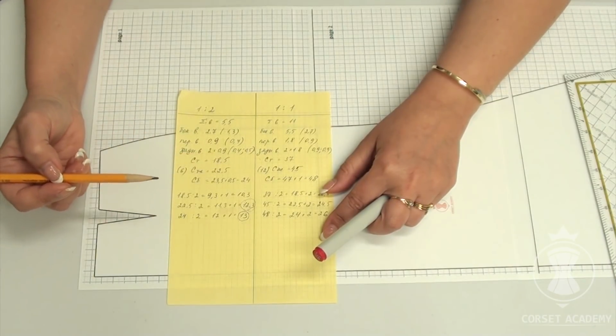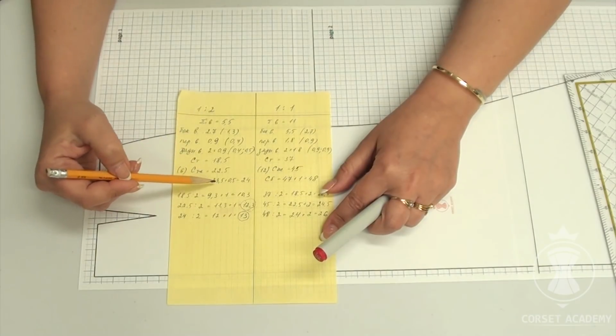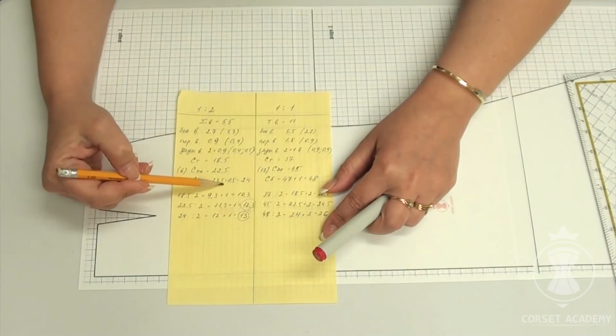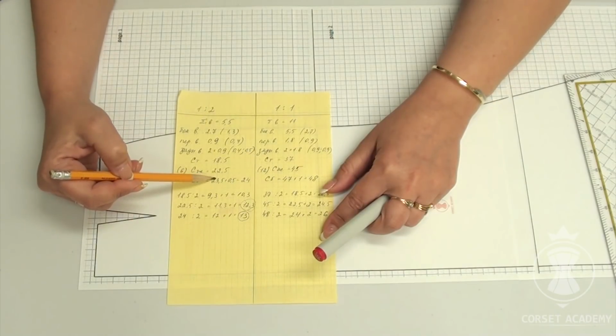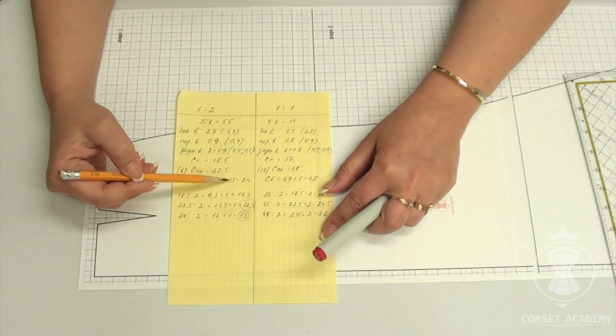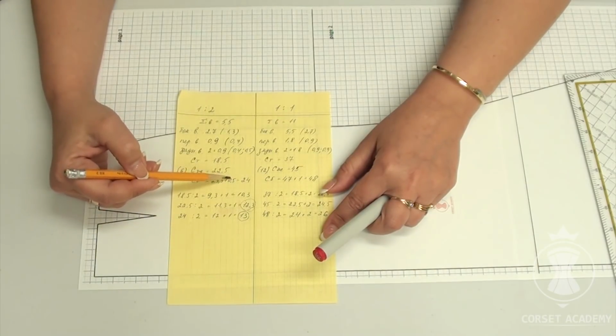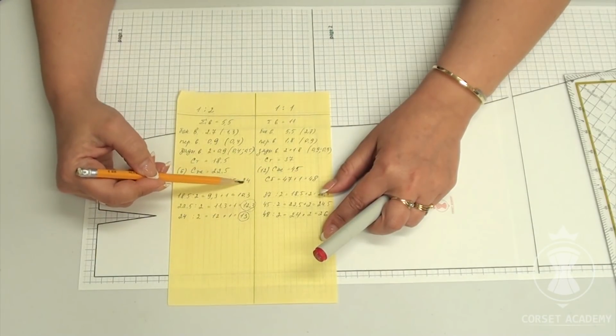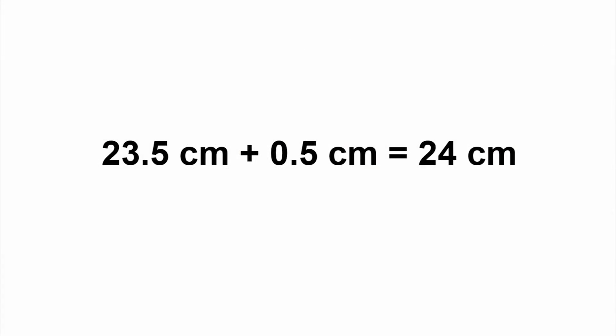Waist width, 18.5 centimeters. Stomach width, 22.5 centimeters. Hip width, 23.5 centimeters. I also add a half of our looseness allowance, 0.5 centimeters. As the result, the hip width has a total value of 23.5 centimeters plus 0.5 centimeters equals 24 centimeters.